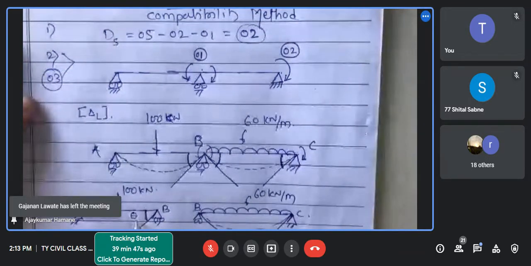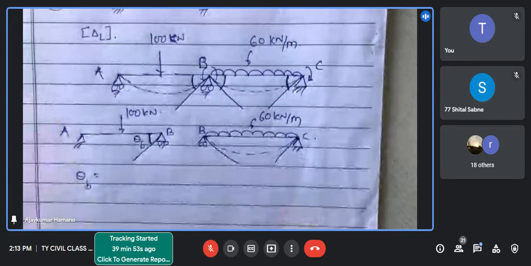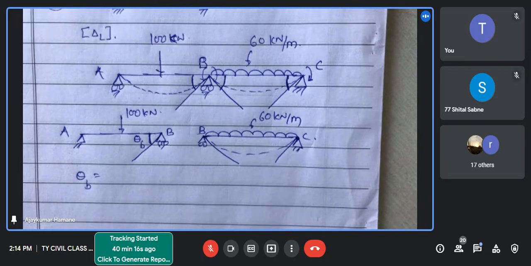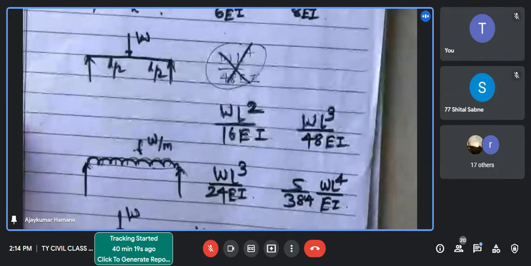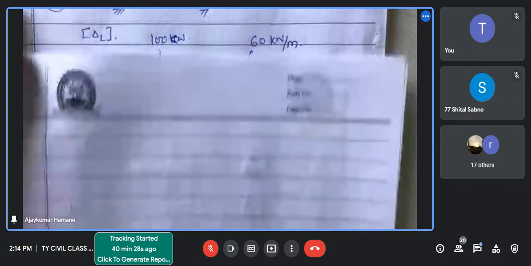What is the slope? Anyone? Theta B in this case. What is the slope? So write down somewhere.